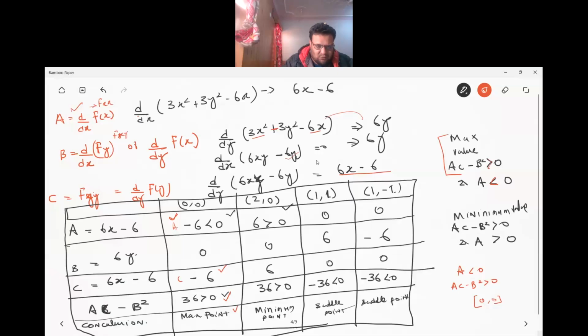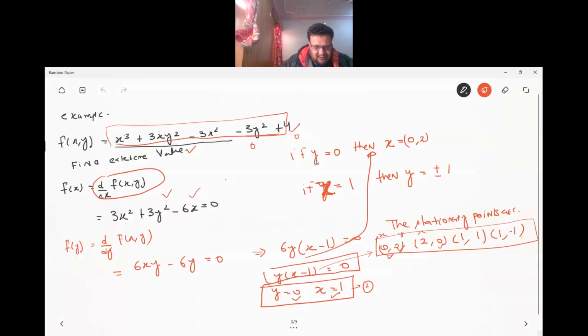Now, if you check for this 2 comma 0 value, here x value is 12 minus 6. So this is 6, which is greater than 0. And here the second value is 0. So it happens to be 0. And again, here it is 12 minus 6, which is positive, right? So if AC minus B square is greater than 0 and A is positive, then what you get? Minimum point. Any other point other than that? Now here you see AC minus B square is minus 36, which is not a correct point. We have to ignore that point, right?